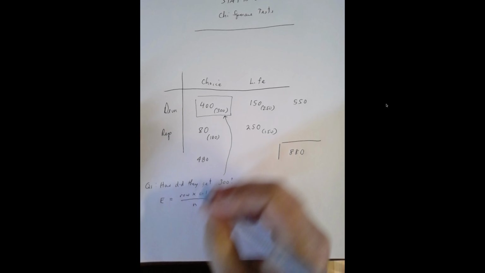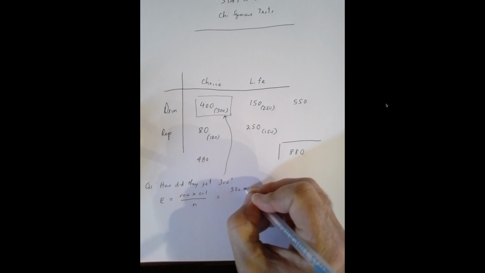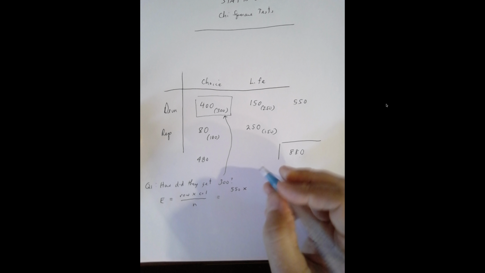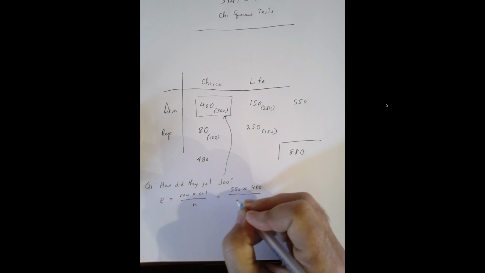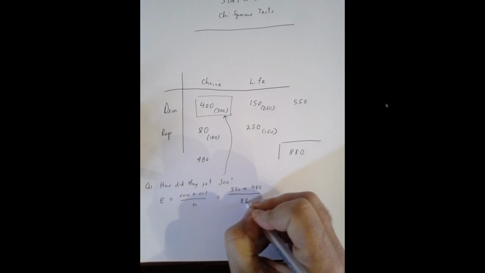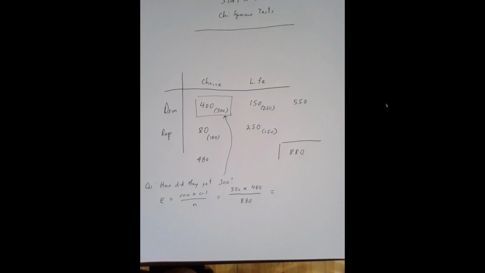So I'm going to take the row total, which is 550, times the column total, which is 480. And I'm going to divide by the sample size n, which is 880.